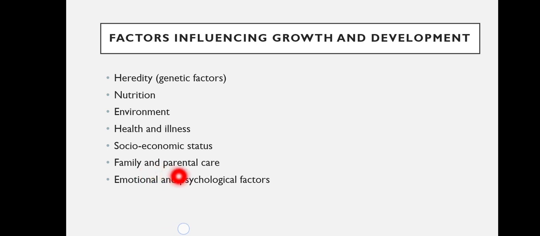We also have emotional and psychological factors. Okay, so now when you look at the emotional and psychological factors, we are looking at the fact that children should be mentally stable. They should not be abused. Okay, they should not be abused at all costs. They should not be insulted anyhow. They should not be beaten. All that is going to affect their moods, and growth is going to be stunted. Those are some of the factors that influence growth and development.